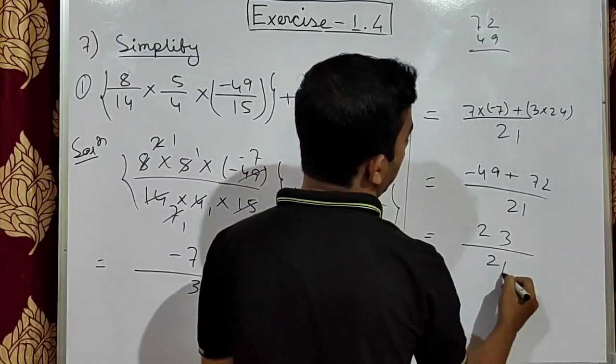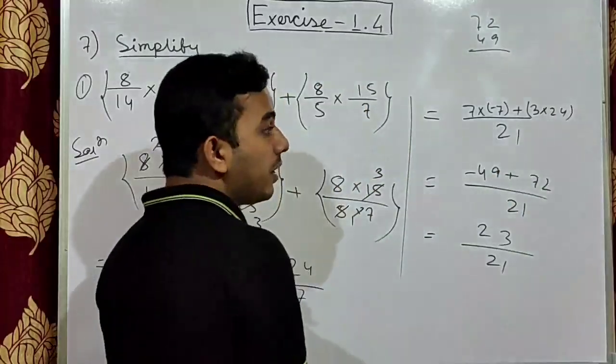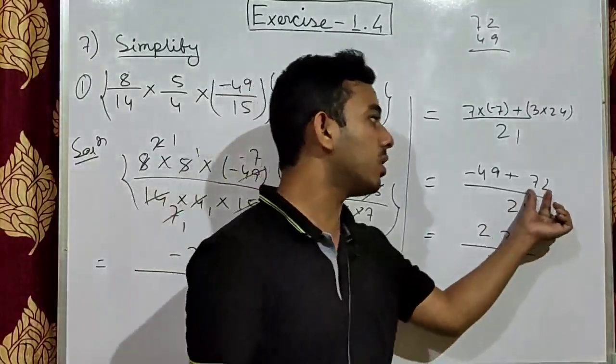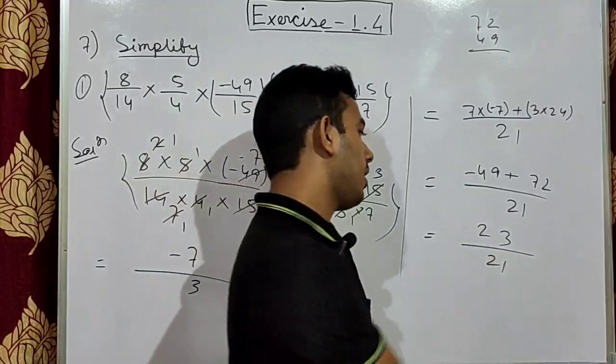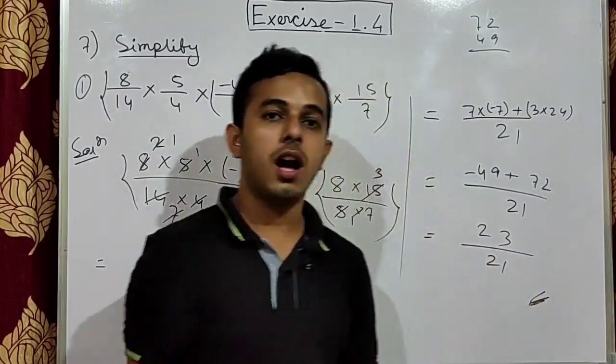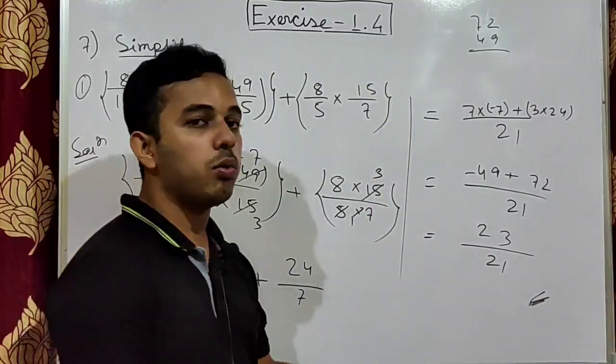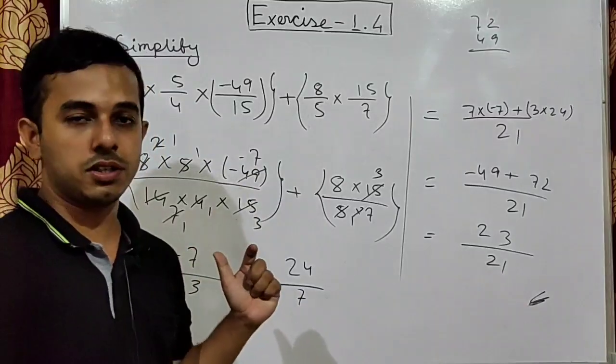23 by 21. Now here about the sign. Sign will be of the greater number. So here the greater number is what? 72. 72 is positive, so it will be positive. So this is our required answer. Clear? I hope this is clear to you how we can simplify a given expression.